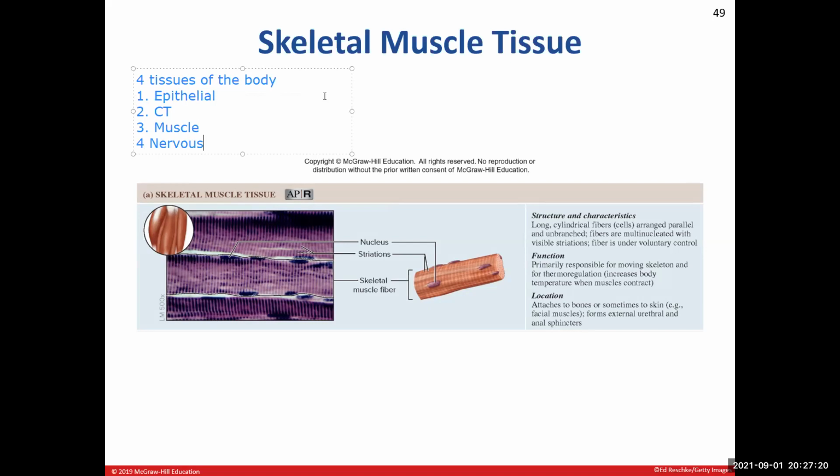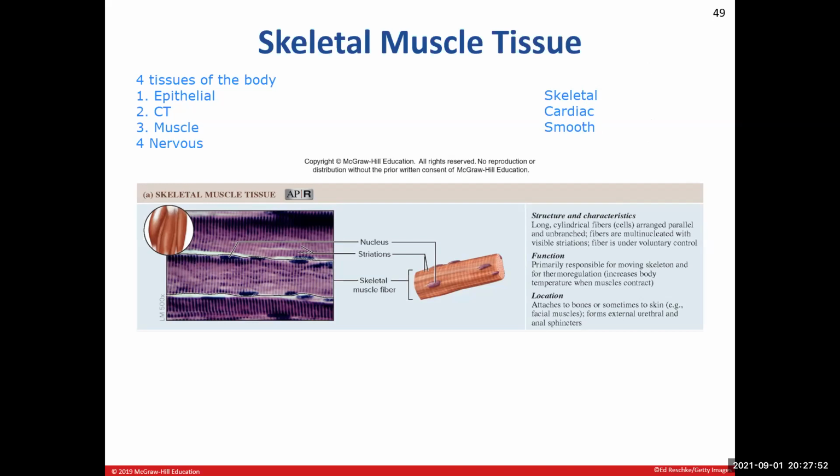So when we talk about muscle, there are three types of muscle tissue. The three types are skeletal, cardiac, and smooth. Those are the three types: skeletal, cardiac, and smooth.